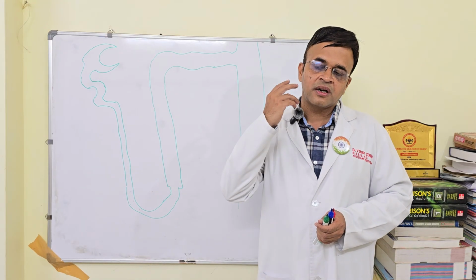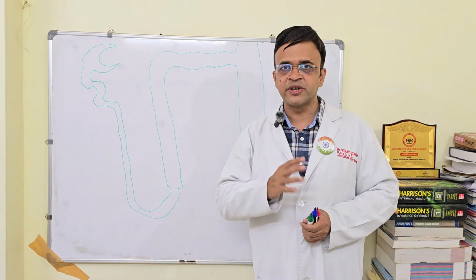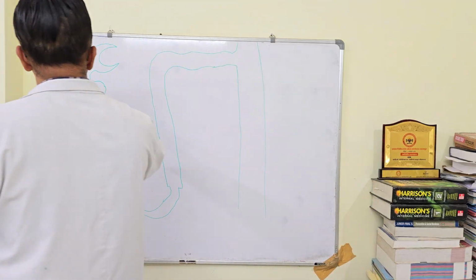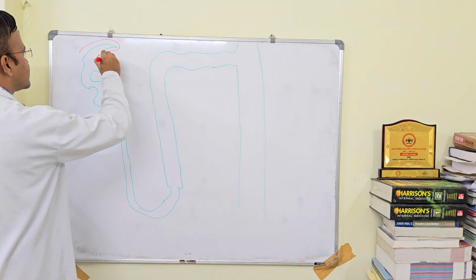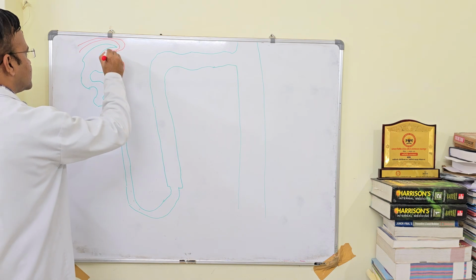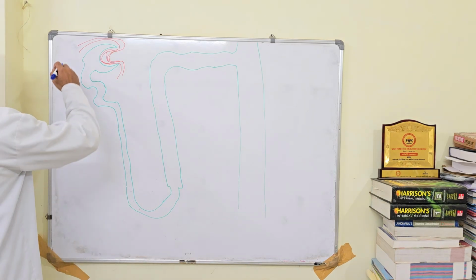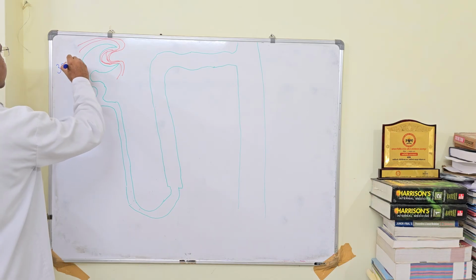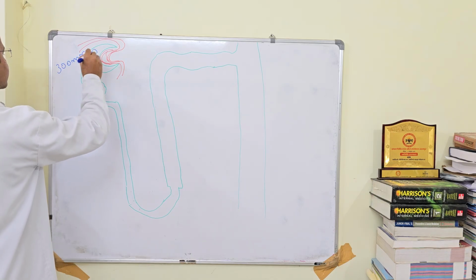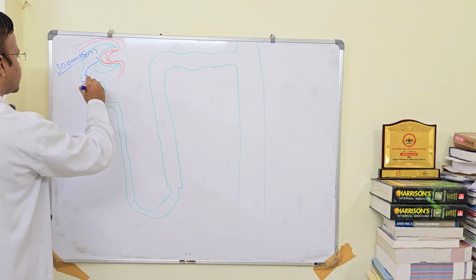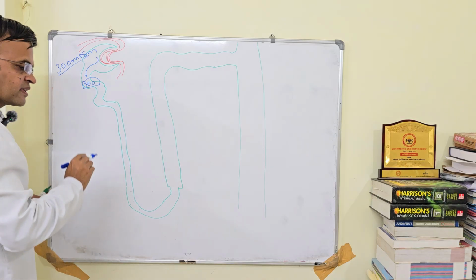Now what's the osmolality of the plasma? It's roughly around 280 milliosmoles. We can take it as 300 milliosmoles, right? Let's draw the glomerulus, right? So what is the osmolality of the blood which is coming through this afferent arteriole? 300 milliosmoles, right?